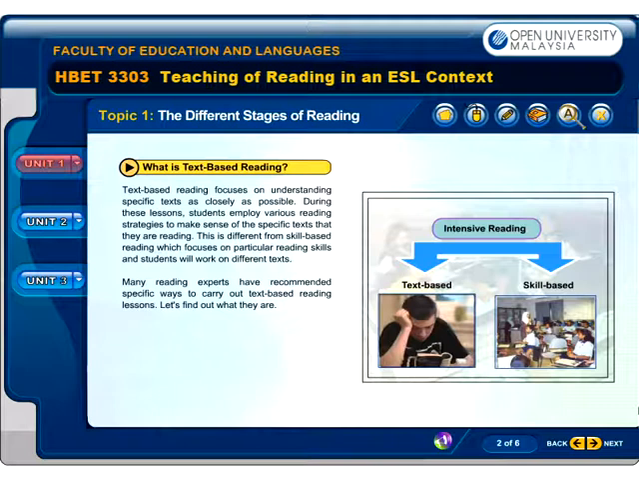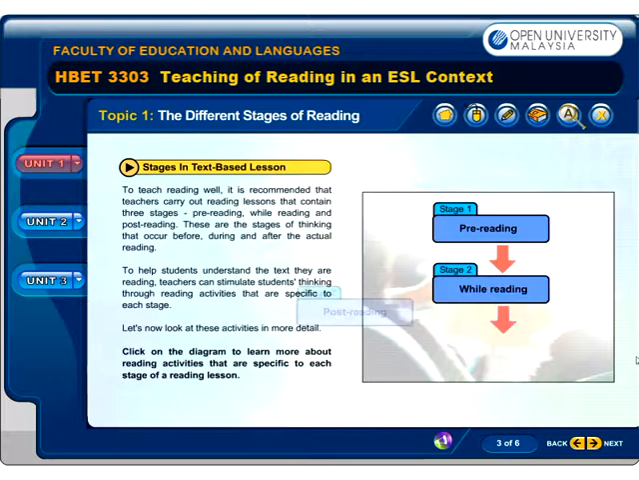Many reading experts have recommended specific ways or stages to carry out text-based reading lessons. Let's find out what they are. To teach reading well, it is recommended that teachers carry out reading lessons that contain 3 stages: pre-reading, while reading, and post-reading. These are the stages of thinking that occur before, during, and after the actual reading.